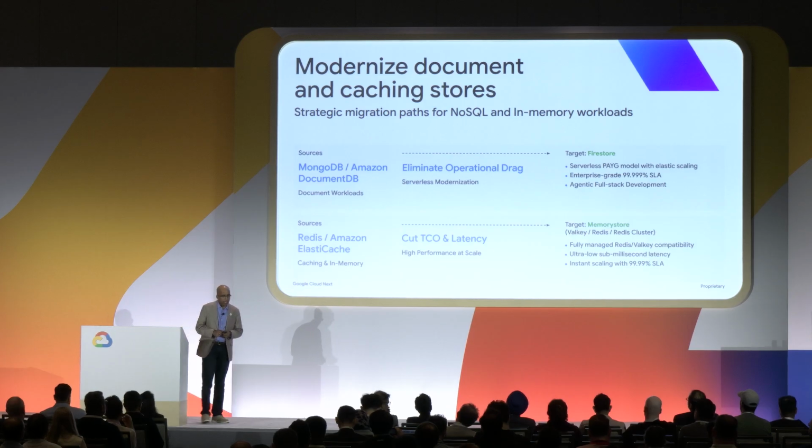Then look at Redis and Amazon ElastiCache. If you want to do in-memory, or you want to cut down the cost and latency, and you want high performance scale, we look at Memorystore. Memorystore has the options of, as I mentioned, key-value, Redis, and cluster. If you have a single node or clusters, you can go for Redis Cluster there. Again, fully managed, sub-millisecond latency, and 4.9 availability is available there. So this is not just about migrating from source to target. It's a strategic upgrade, as we see it, to ensure your document and caching layer are built for high performance and zero operational complexity.